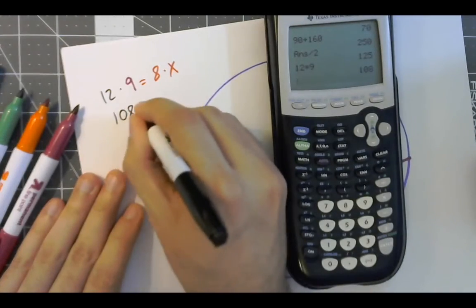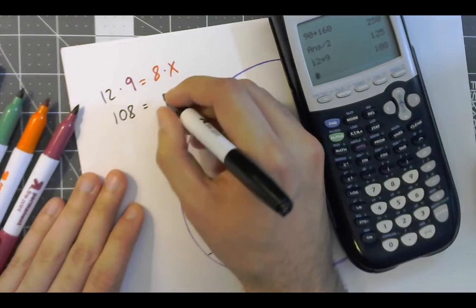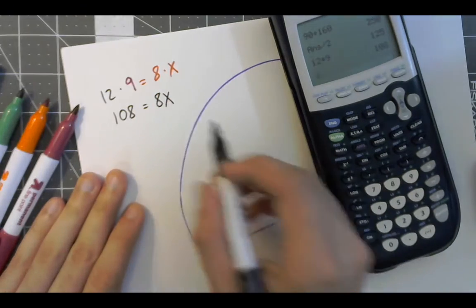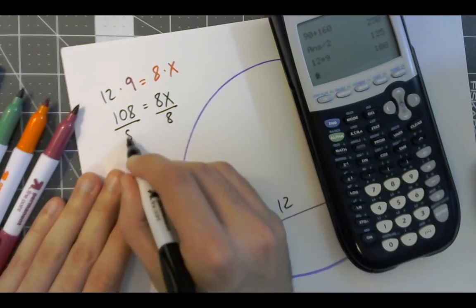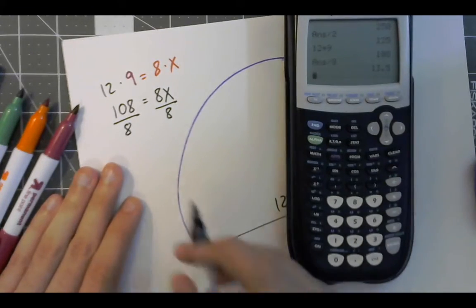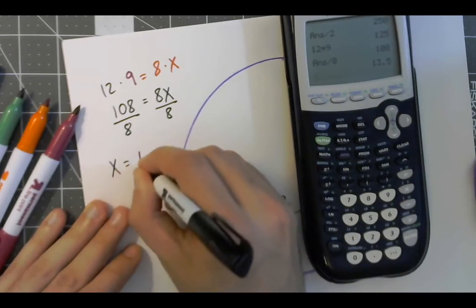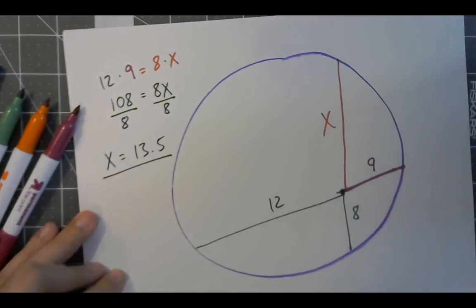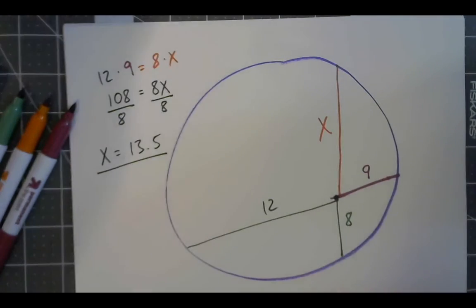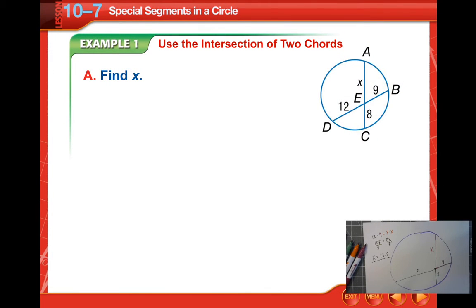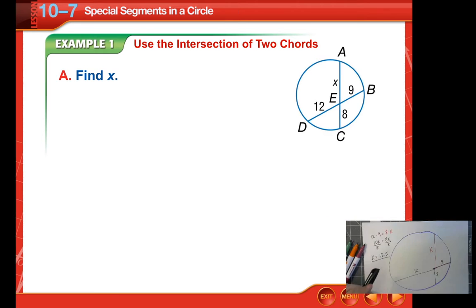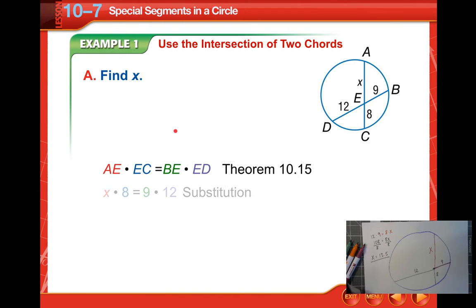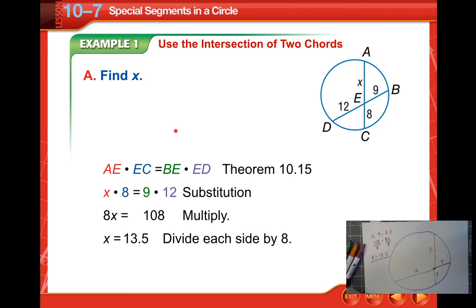108 equals 8x. Divided by 8, divided by 8. And we get x equals 13.5. Well, let's go to the thing and see what they did, and we'll see if we got something similar. Perfect. X equals 13.5.